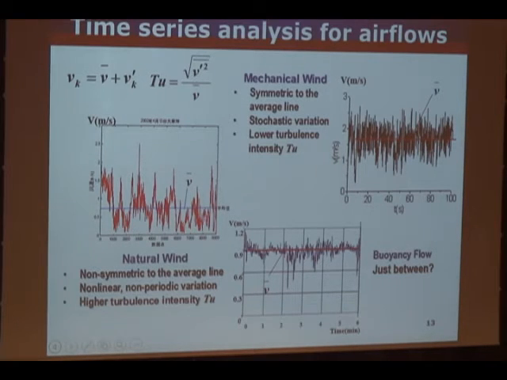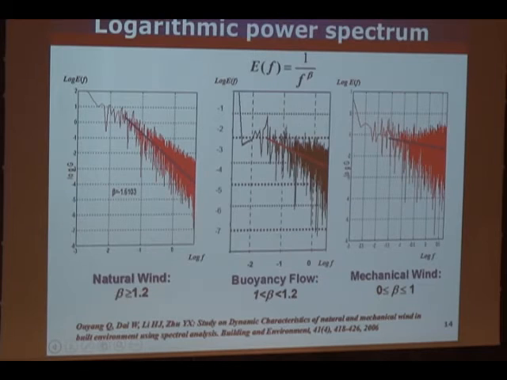We also find the buoyancy flow is forced by a chimney effect, because the buoyancy flow is just between these two. And about the logarithmic power spectrum, it shows that for the natural wind the exponent value is higher than 1.2, and the mechanical wind is just between 0 and 1, the typical one being 0. And the slope of the buoyant flow is close to 1.